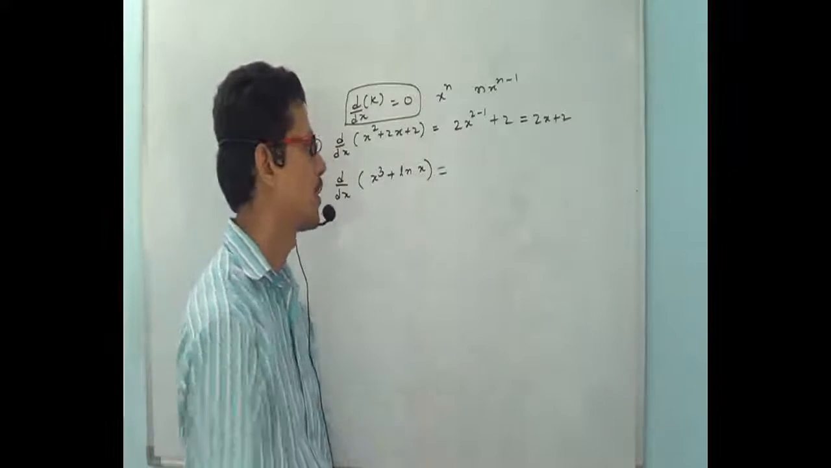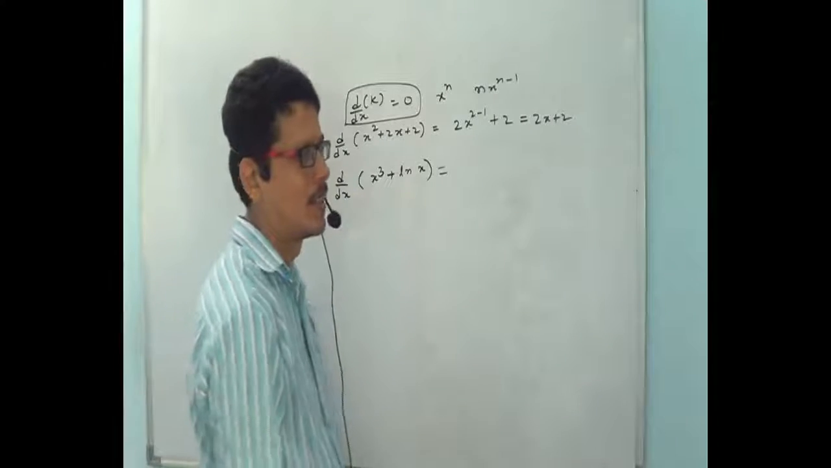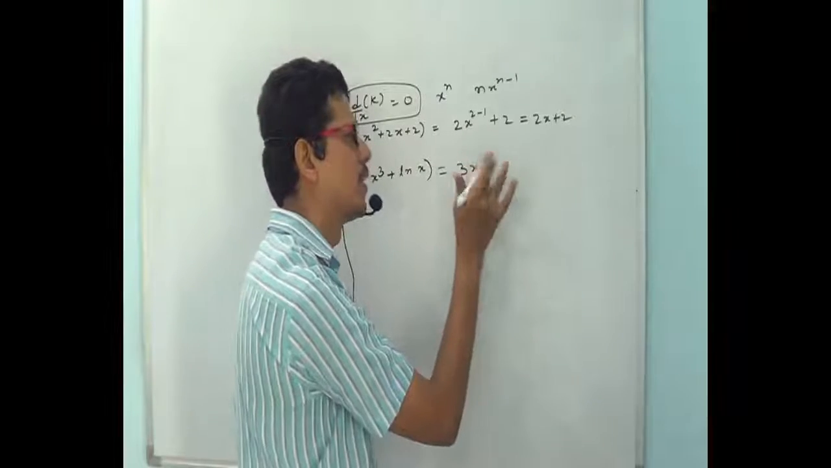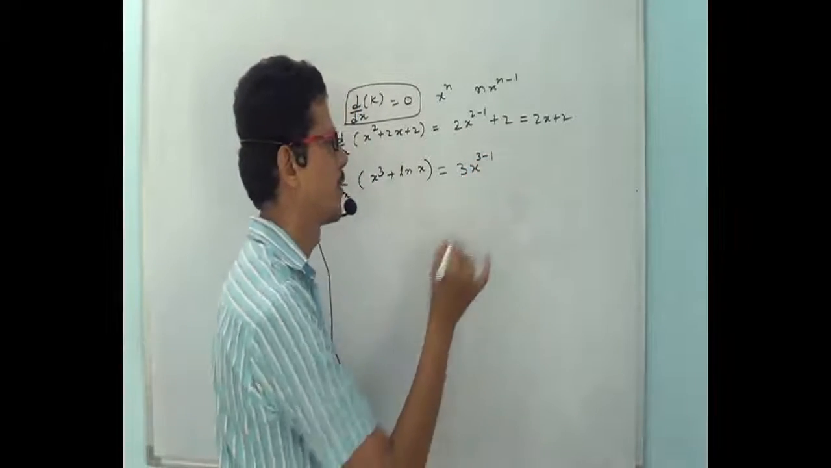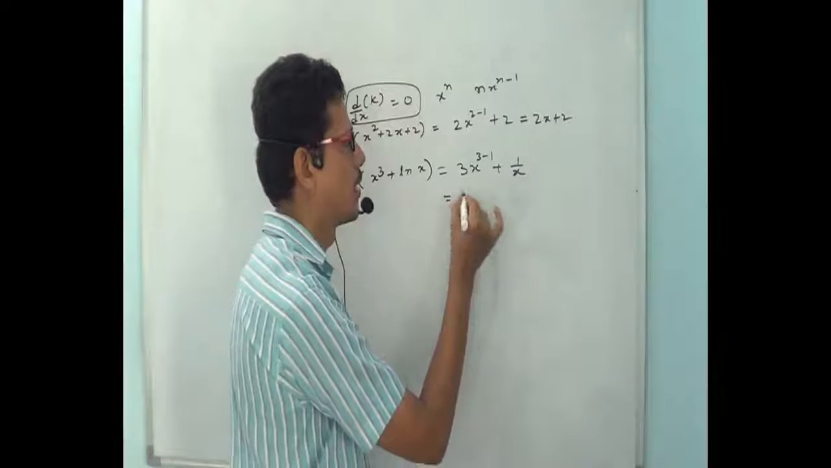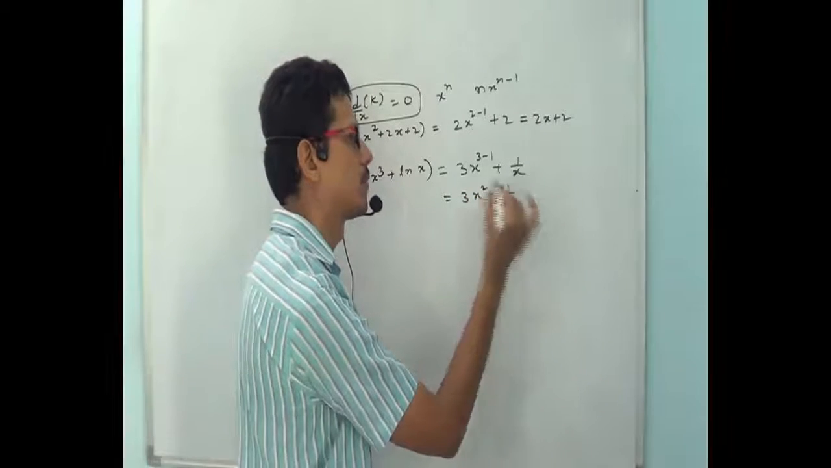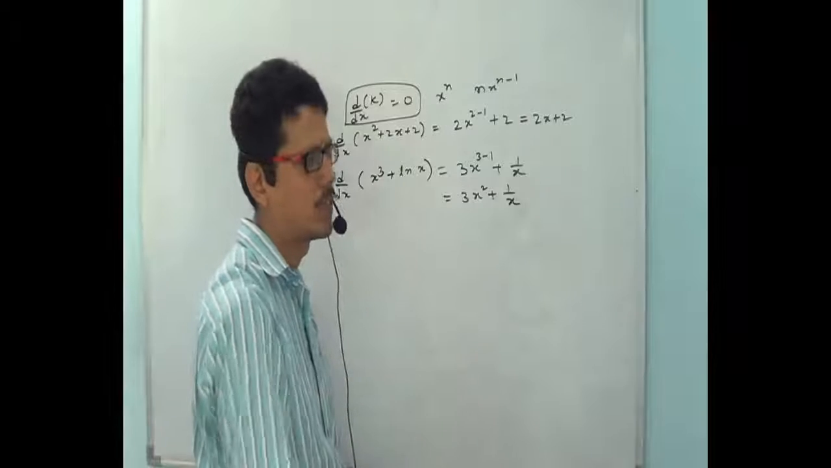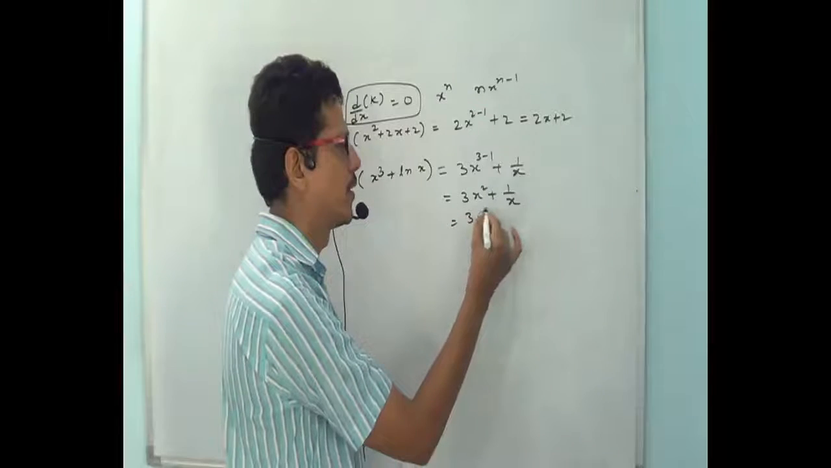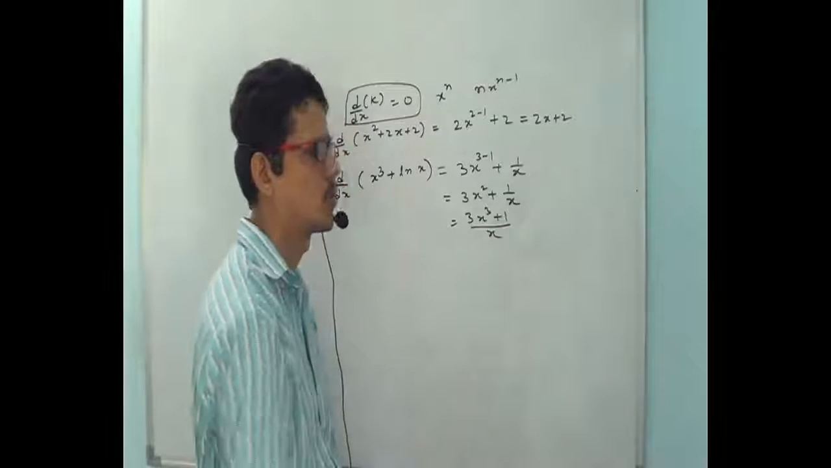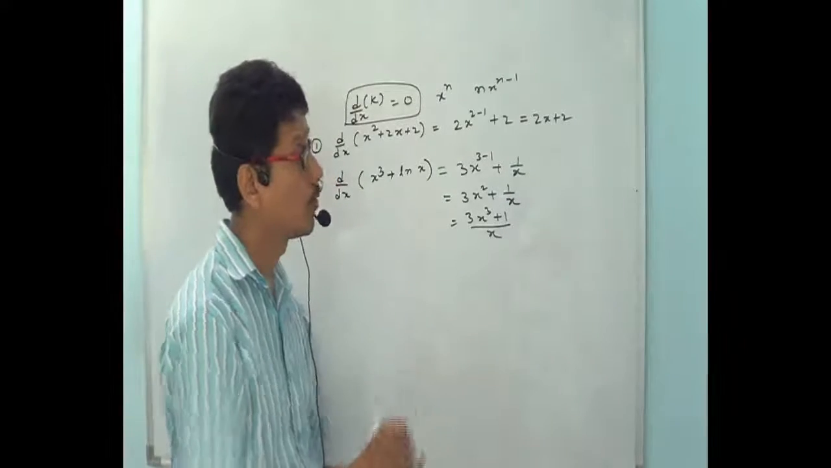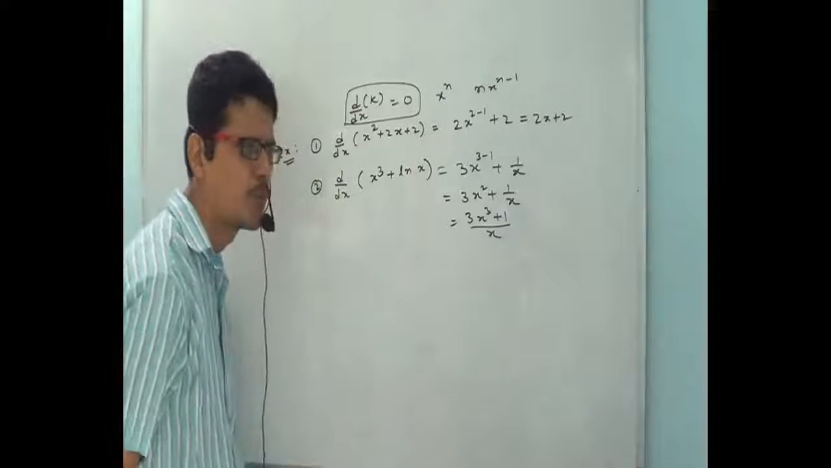Next, what is the derivative of x cube plus log x? x cube means 3x square. Or you write it like this: 3 into x power 3 minus 1, plus the derivative of log x, which is 1 by x. So the answer is 3x square plus 1 by x. You can further simplify that and write it as 3x cube plus 1 by x. You can write like this also. Okay, just note these two examples. I'll give a few more examples.